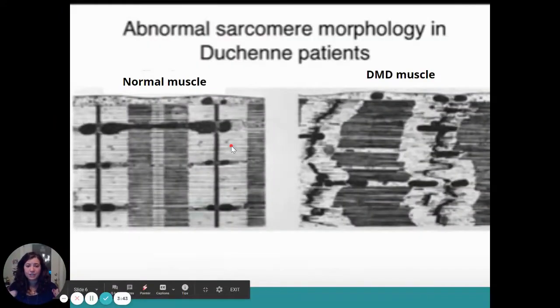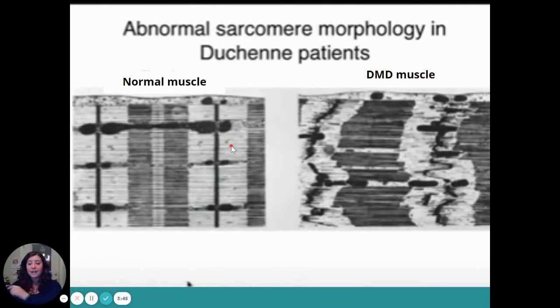So here's a picture. This is a real actual picture of a single muscle fiber, of a single sarcomere. This is something called an electron micrograph. So they're like the most zoomed in pictures that scientists can take. So this is a normal muscle cell. This is a sarcomere in a normal muscle, and see how it's really nice and organized. And if that muscle were to contract, it would squish together.